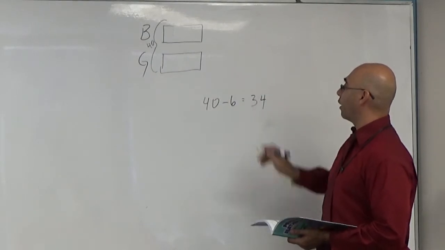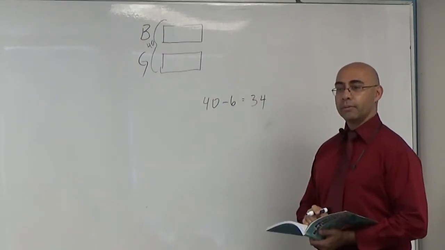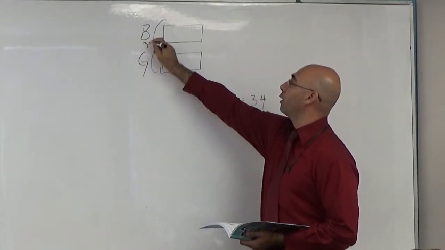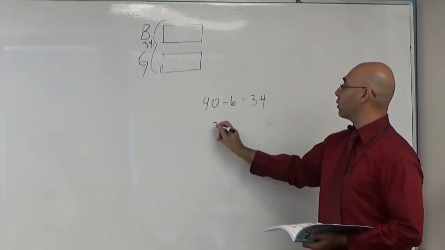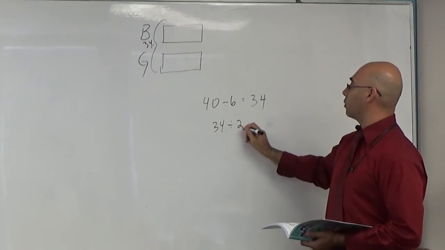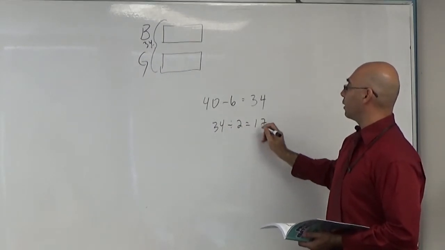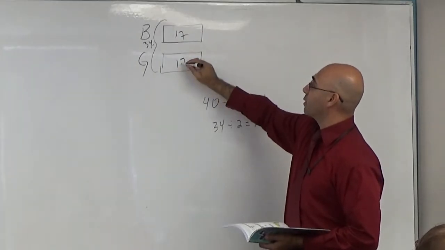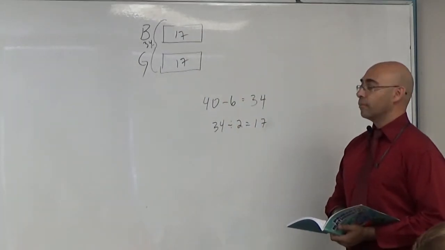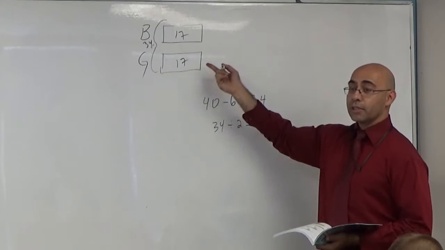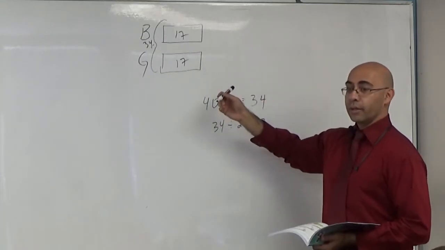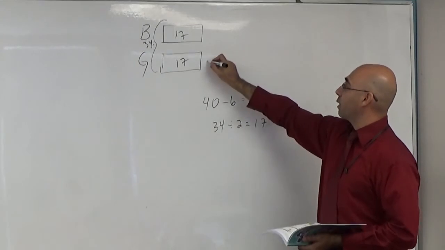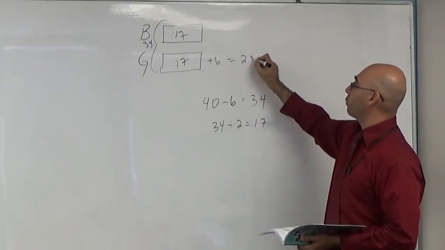34. Now what can I do? Now I know if I take away, that's 34. Now I can divide by 2. 34 divided by 2 is 17. So this is a 17, and that's a 17, yes? So I know there are 17 boys, but how many girls are there? Yes, 23. 17 plus 6, which is 23 girls.